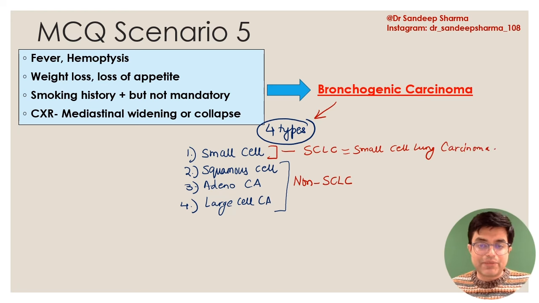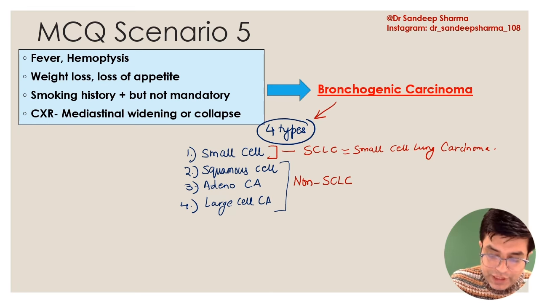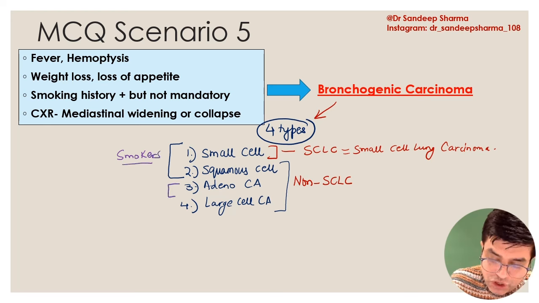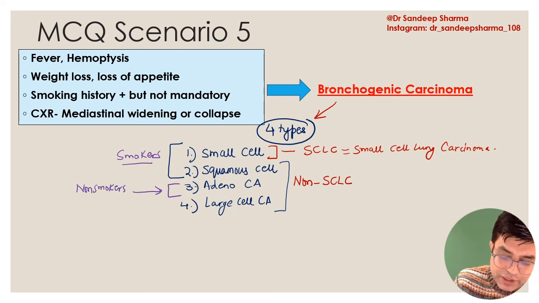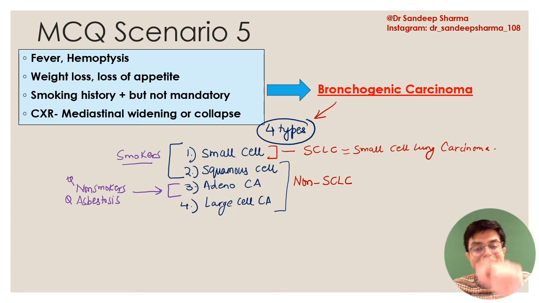और कौन सा पेशेंट है, कौन से 2 ट्यूमर्स हैं जो कि स्मोकर्स में कॉमन है? स्मॉल सेल as well as स्क्वेमस सेल are more common in smokers. And if MCQ examiner asks you which is the most common tumor seen in non-smokers, the answer is adenocarcinoma. MCQ point. If the MCQ says एक asbestosis patient है, what is the most common tumor seen in the patient? The answer again will be adenocarcinoma, right? तो ये key points है.